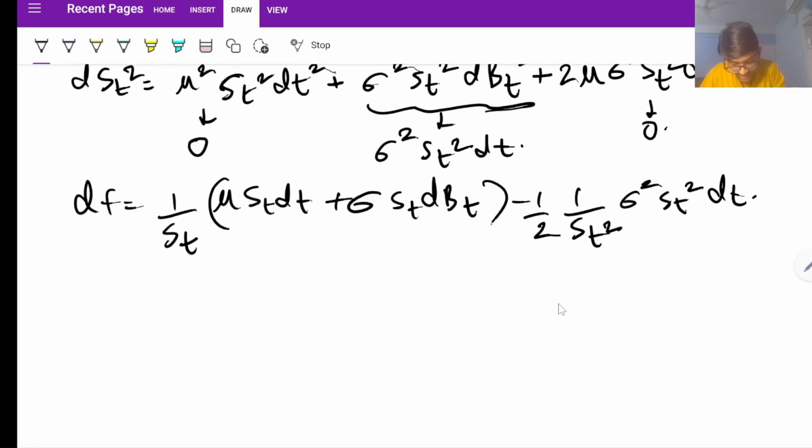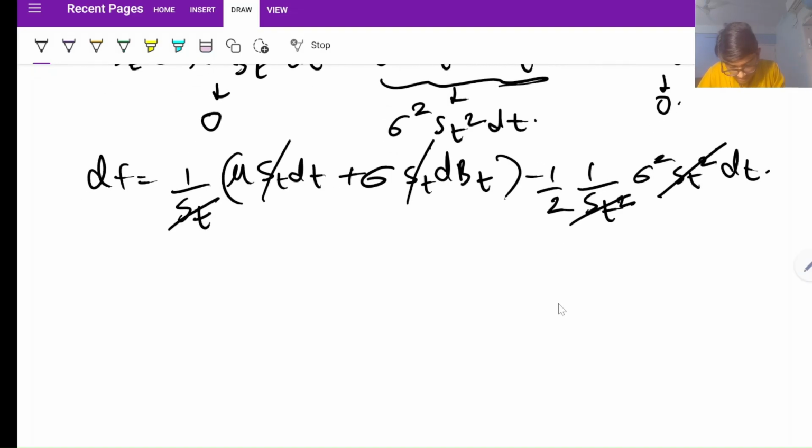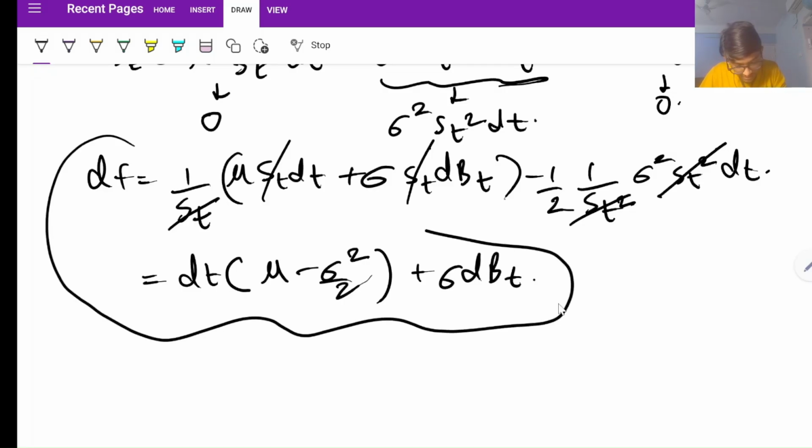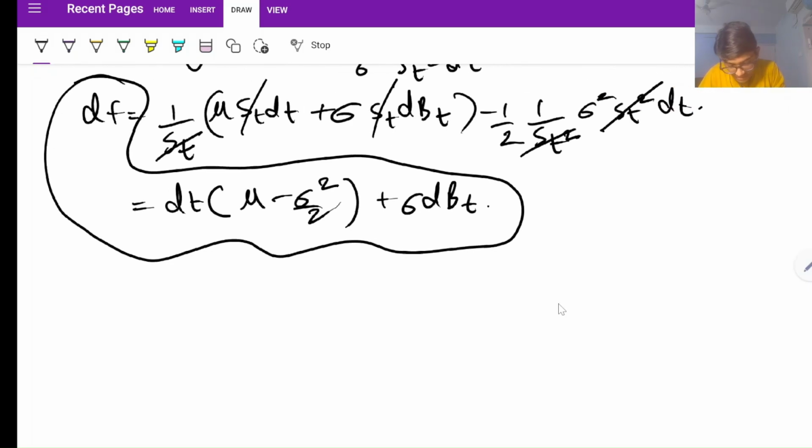So let's cancel out St from the first term and St square from the second term. Let's also rearrange this entire expression to first collect terms which have dt, right? So mu minus sigma square upon 2, and then let's write the last term, which is sigma dBt. Alright, so this is our SDE, which we can easily solve to get log St, because our f of St is just log of St, right?